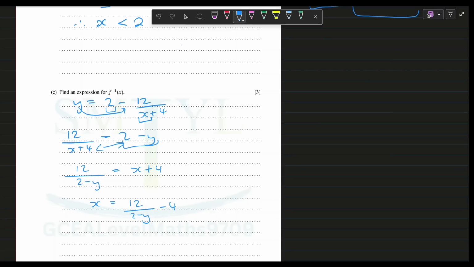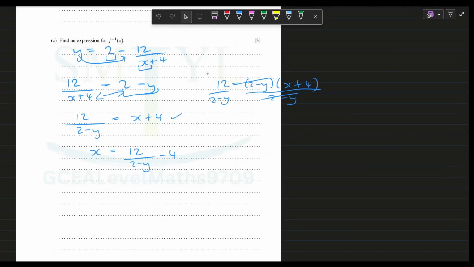And if you don't understand how I just swapped 2 minus y and x plus 4 there, it's the same as multiplying both sides by x plus 4, so that you get 12 is equal to 2 minus y multiplied by x plus 4, and then going ahead and dividing both sides by 2 minus y. So at this stage, if you divide by 2 minus y, you then end up having these two brackets cancelling, and you end up with 12 over 2 minus y is x plus 4, which is this stage here. All right, and then we'd get x is equal to 12 over 2 minus y minus 4.